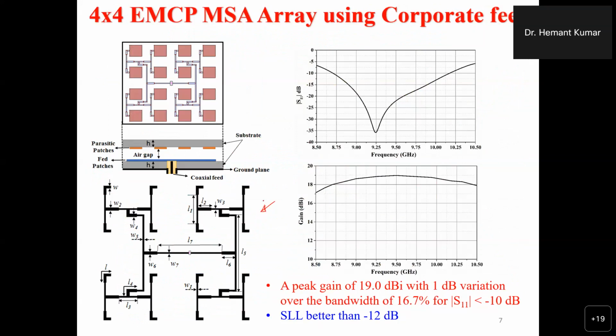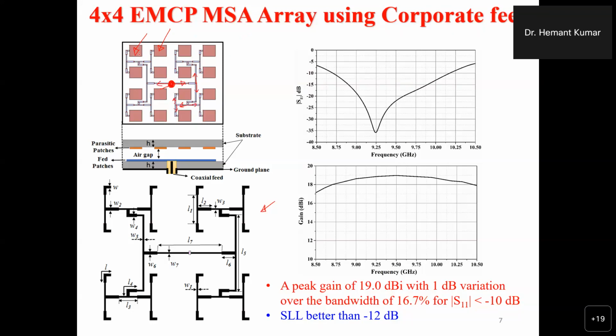In the corporate feeding technique, all the elements get an equal amount of power. Suppose this is the corporate feeding technique, where this is one unit element and this is another unit element, and this is the center of the feed. Here we are going to feed. Half the power will go in this direction, and half in this direction. Further, the power will be divided into two parts from here, and again into two parts from here.